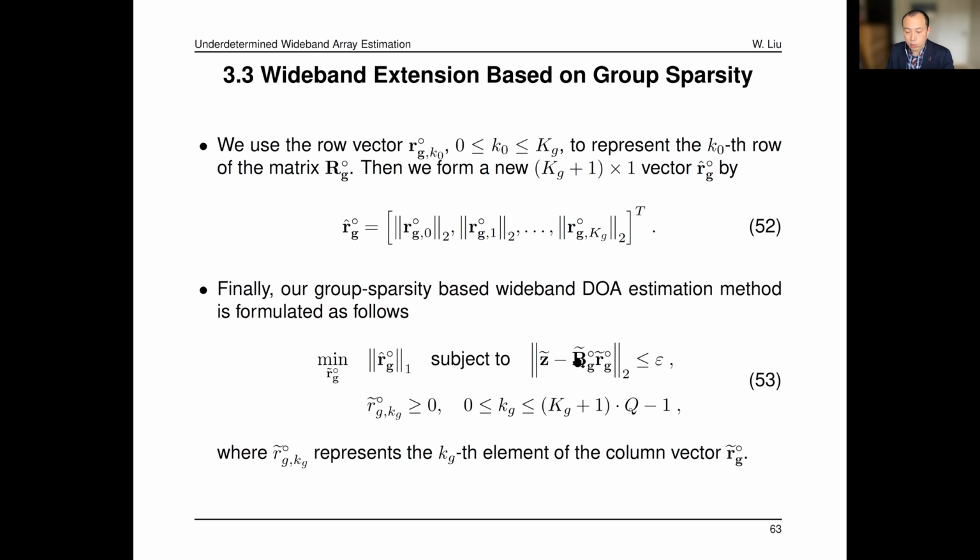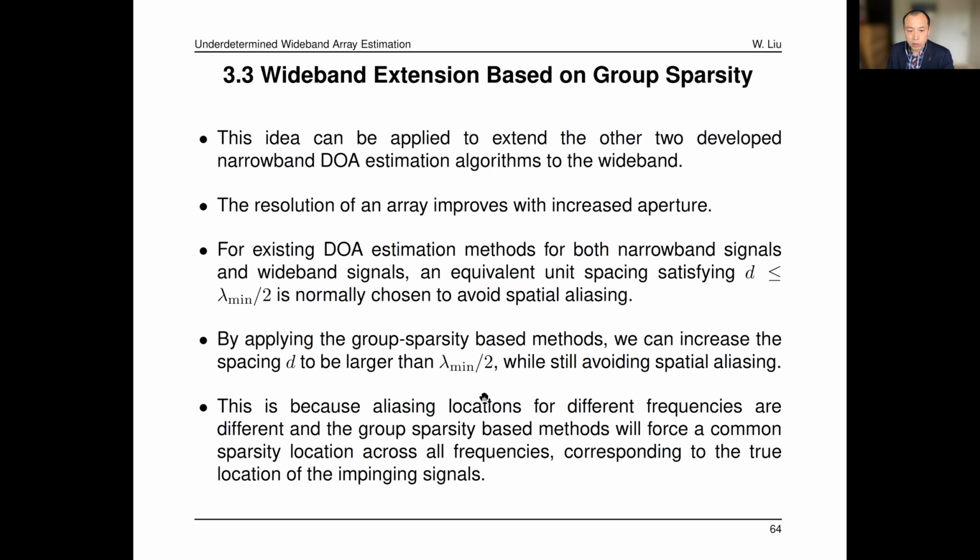So this reconstruction error is smaller than this epsilon. And again, we know all the values in here are non-negative. Okay, this will be the formulation for this group sparsity method. So this idea can be applied to extend the other two developed narrowband DOA estimation algorithms to the wideband. So you have this wideband extension. So we have narrowband 1, narrowband 2, narrowband 3, and now the extension will be extension 1, extension 2, extension 3.